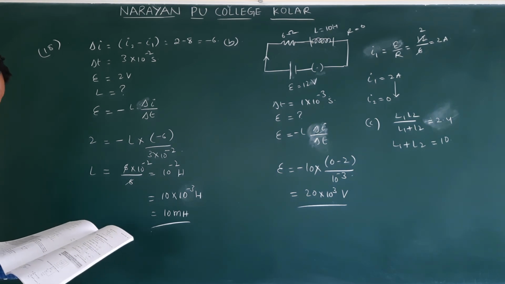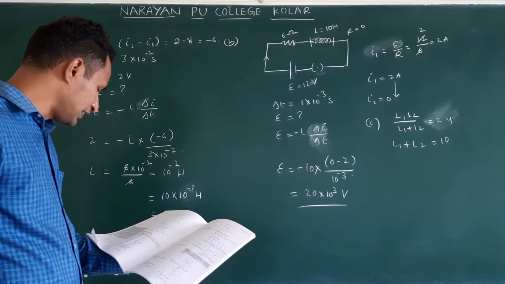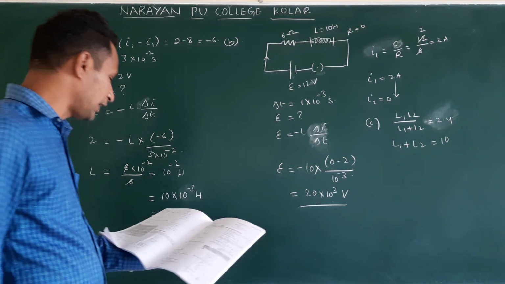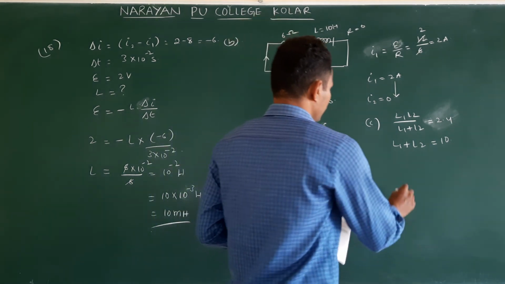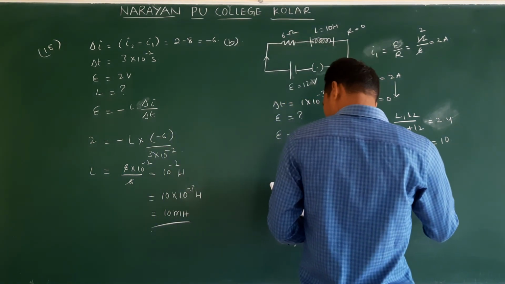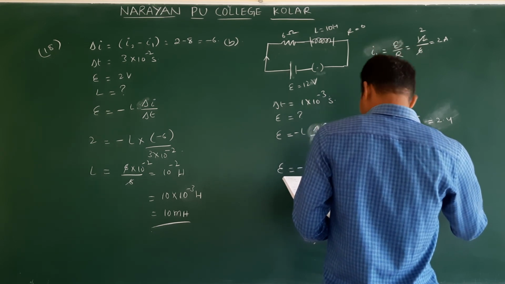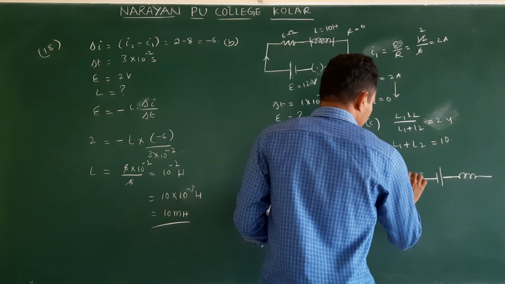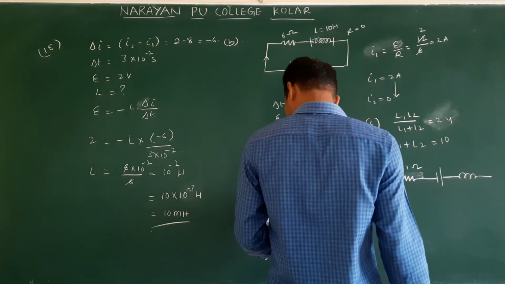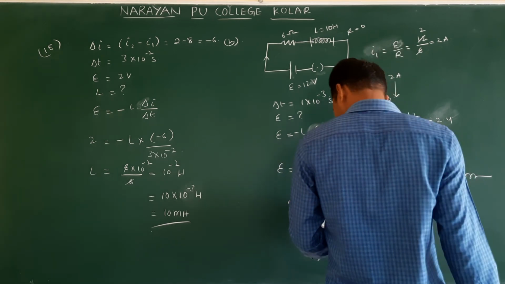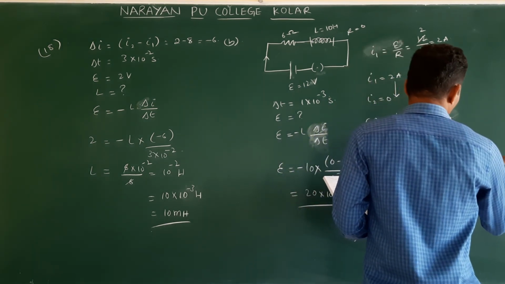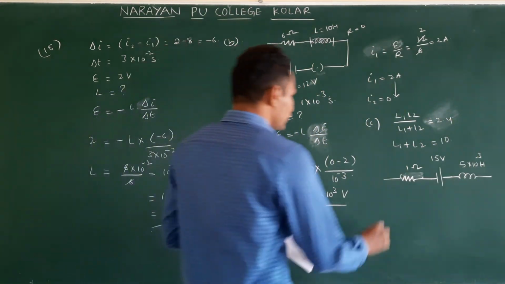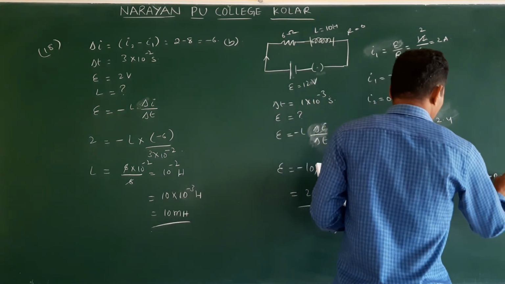Next, D is important. If current I is 5 ampere and decreasing at a rate of 10 power 3 ampere per second, find VB minus VA. Current decreasing, not increasing. First I am drawing the circuit. Sorry, this is resistance, not inductance. This is 1 ohm. This is 15 ohm. 5 into 10 power minus 3 H. Clear? This is A and B.